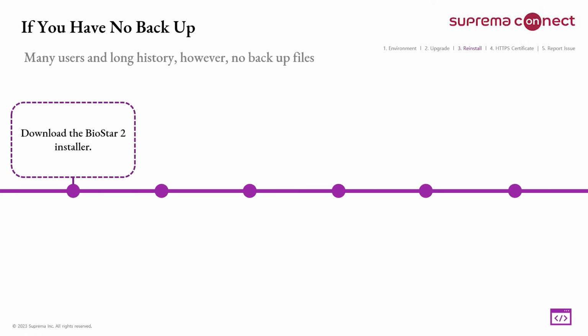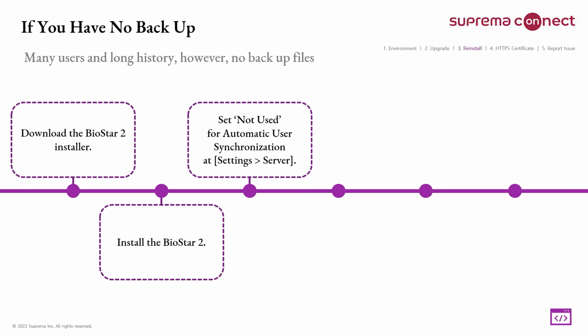It consists of a total of 6 steps, and since there is no backup database, it does not matter which BioStar 2 version you use. Download the BioStar 2 installer. Run this installer to install BioStar 2. Please do not connect your device to the server yet. Go to the BioStar 2 settings server to check user synchronization settings. Change this setting to not used and apply.